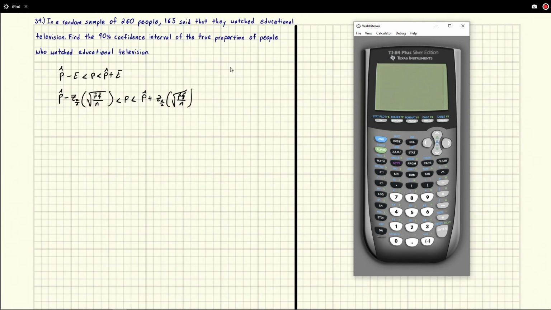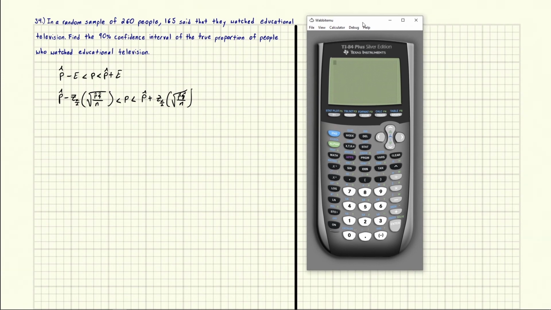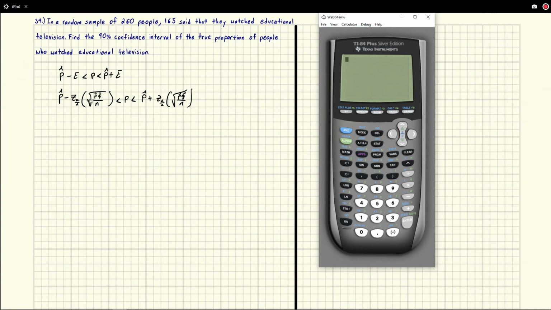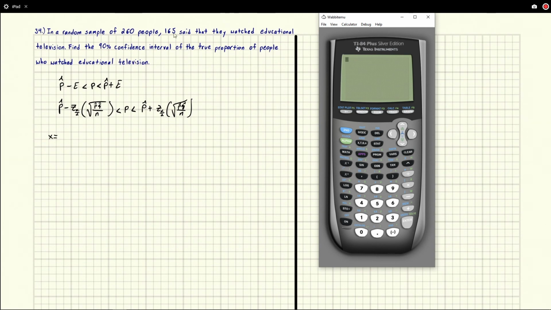Let's go ahead and do it with the calculator first because the calculator makes it easy as pie. The calculator requires a lot less stuff. It just wants to know the number of people that fulfill the thing that we want, which they call X. What is X? Well, it's the number of people who fit the criteria. 165 said that they watched educational television, and we want the proportion of people who watch educational television. So that means that these 165 people are our X. The total number of people that were studied were 260. This was our random sample.